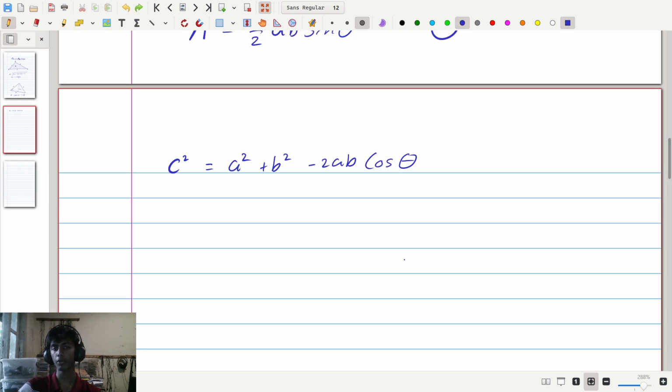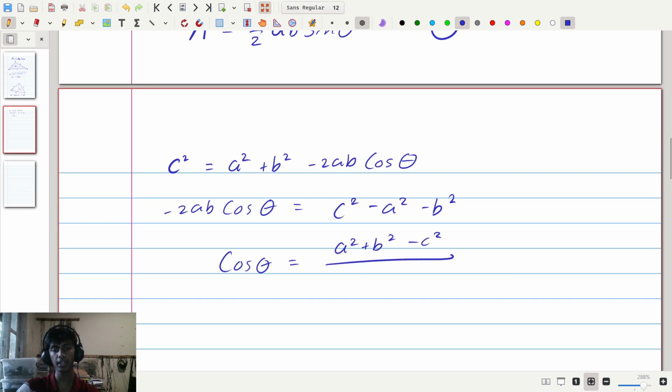So what I'm going to do then is rearrange this to get cosine theta on its own. To do that, I'm going to take these to the other side. So then I'm going to have that negative 2ab cosine theta is equal to c squared minus a squared minus b squared. Then dividing both sides by negative 2ab, we get that cosine theta is equal to, the signs have to swap because we're dividing by a negative, a squared plus b squared minus c squared divided by 2ab. I'm going to label this as equation 2.